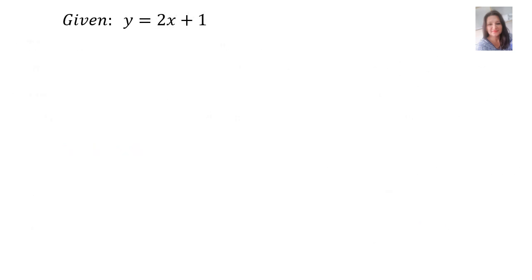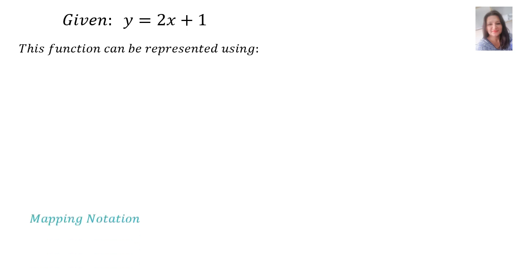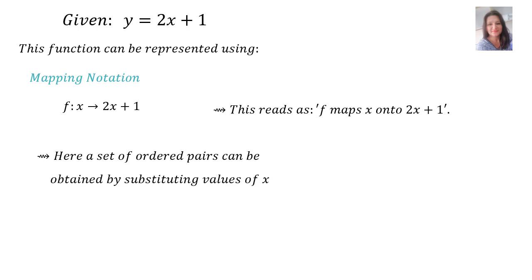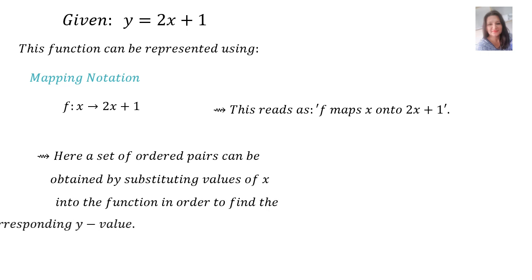We still have y is equal to 2x plus 1. This function can also be represented using something we call mapping notation. This is written in mapping notation. This reads as f maps x onto 2x plus 1. Here, a set of ordered pairs can be obtained by substituting values of x into the function in order to find the corresponding y value.